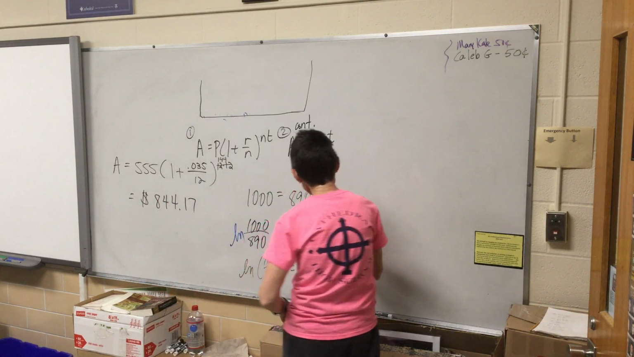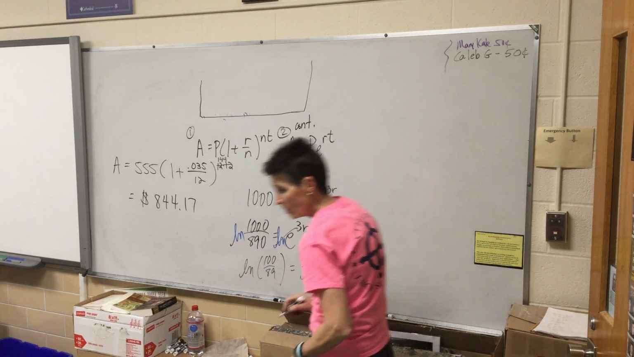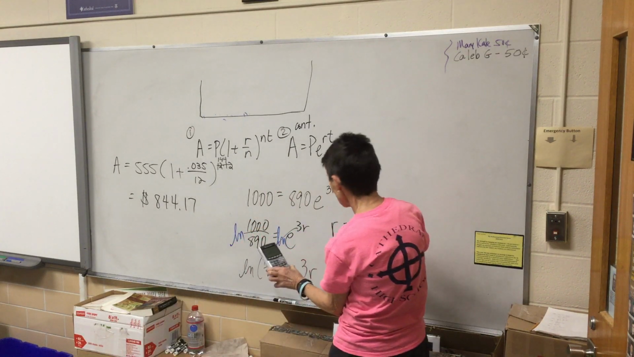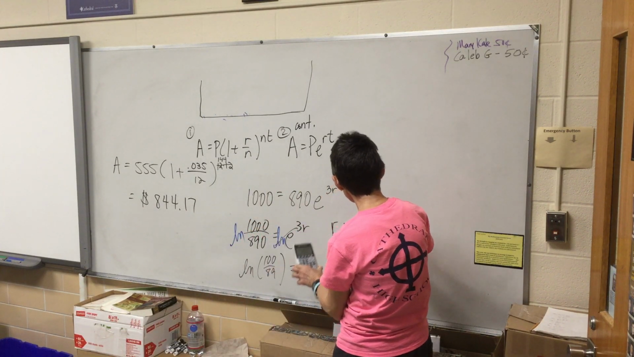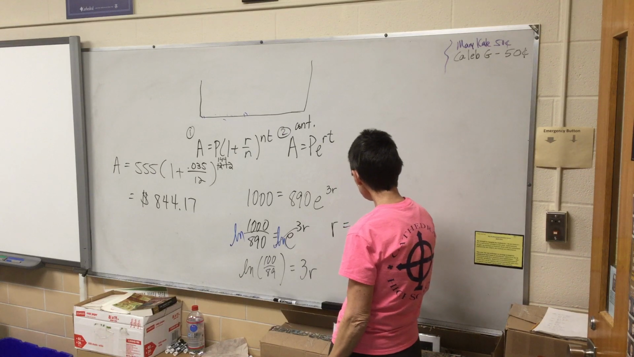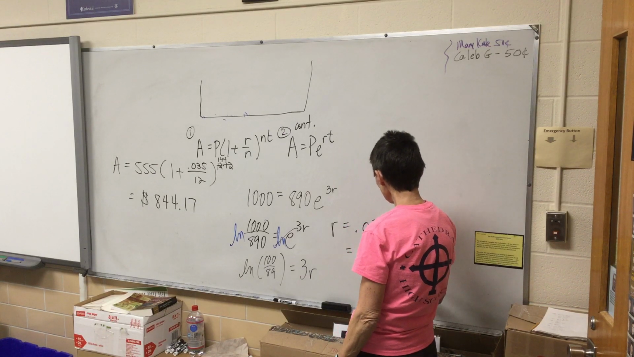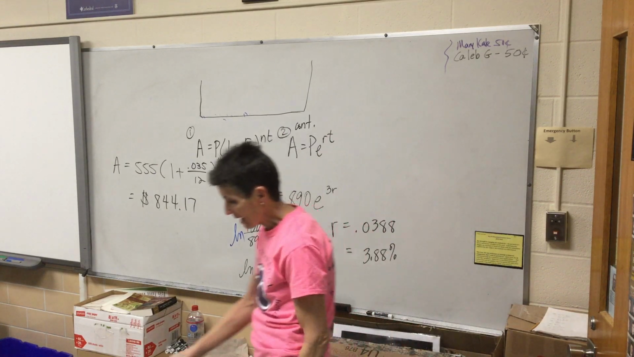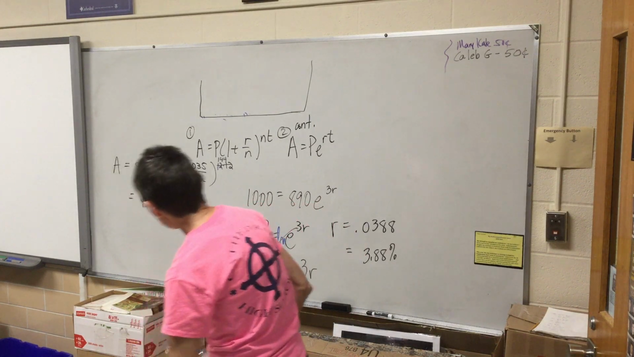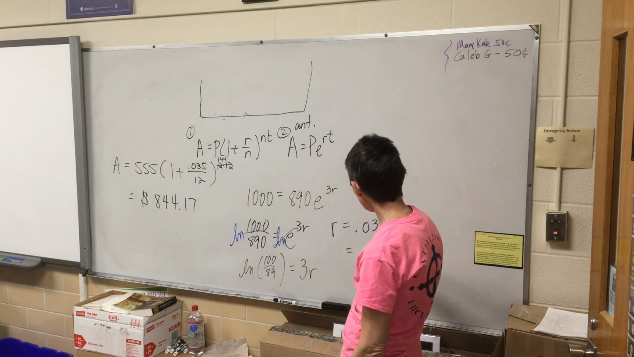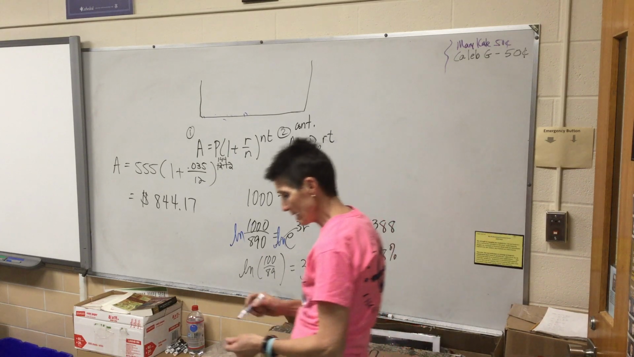You can answer this a couple of different ways. One way is just to write down what's on the screen, which is 0.388. Another way is to say 3.88%. It does ask for an interest rate. Normally that's a percent, so that decimal would be 3.88%.